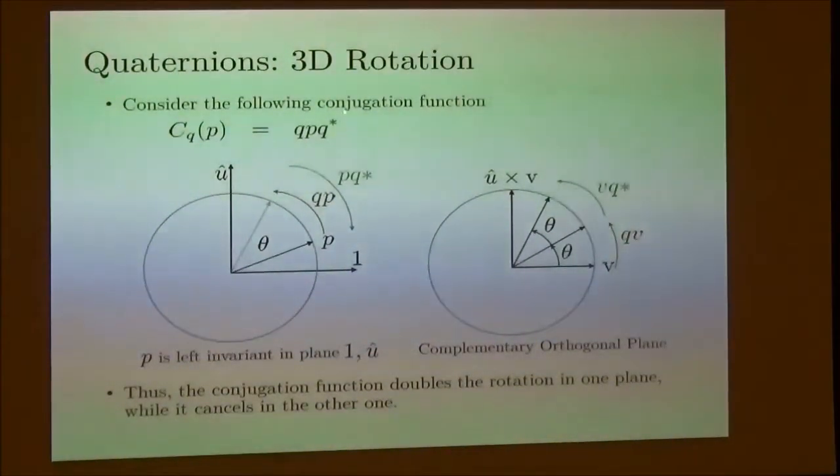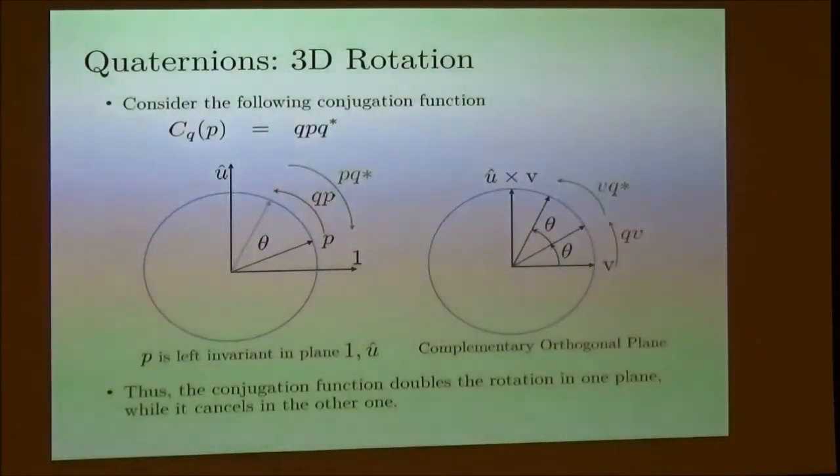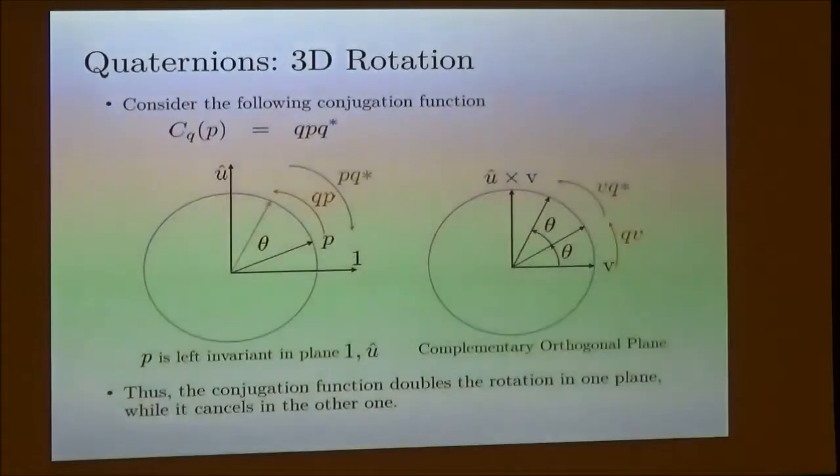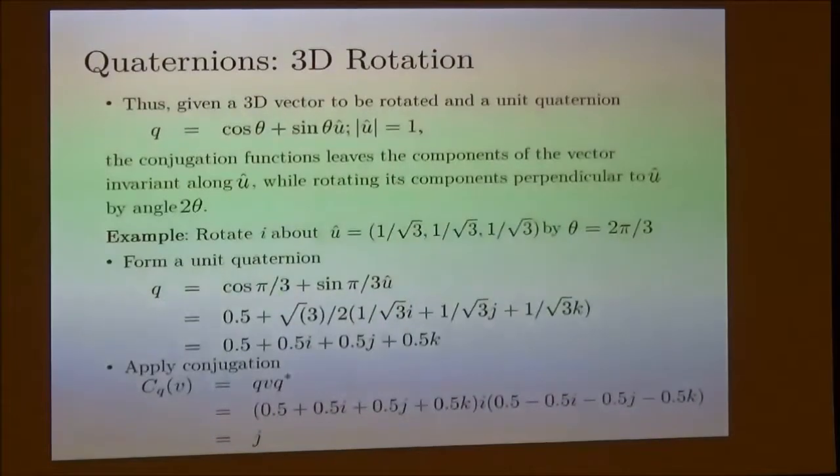So this kind of function will basically allow you to do 3D rotation now, because this is the rotation happening in this plane, which is perpendicular to the plane of 1 and U hat. So if U hat can be made an axis of rotation, and theta by 2 can be the angle from which you can formulate a quaternion, then this conjugation function should give you a 3D rotation by an angle of theta along U hat. Alright, so let's see that.